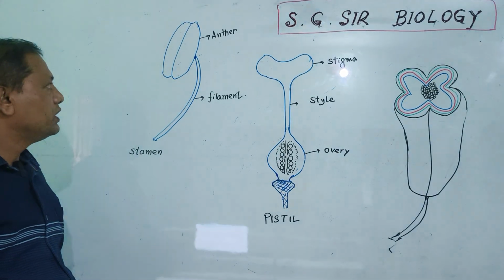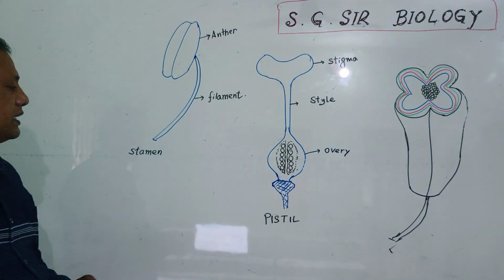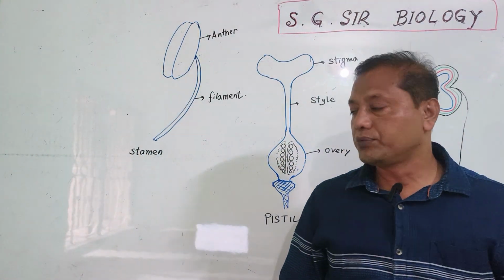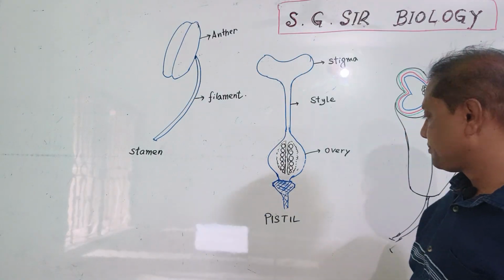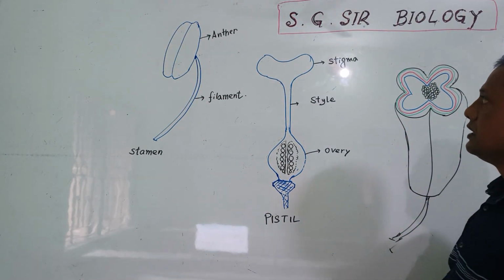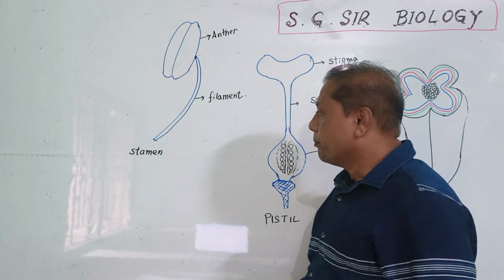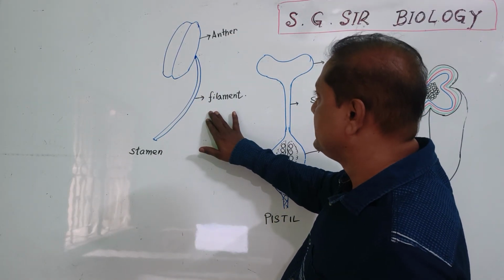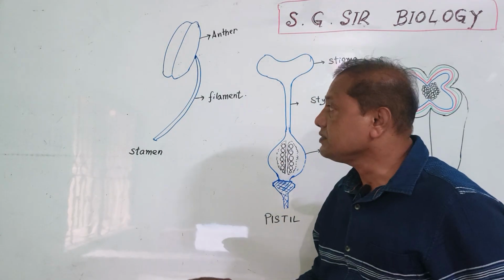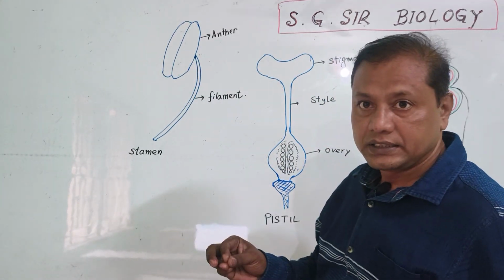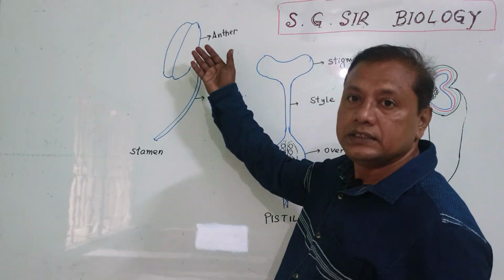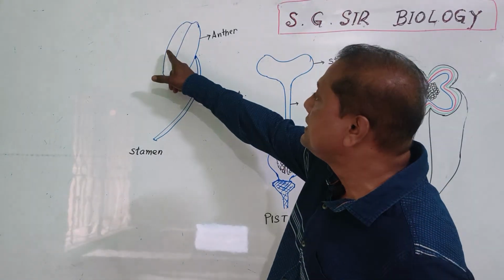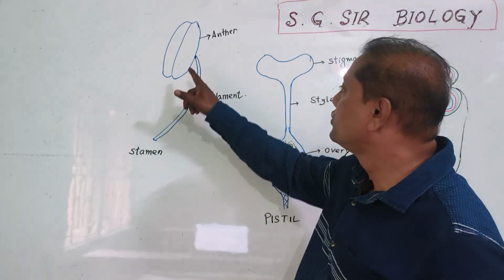If you go into the detailed structure of the male and female parts of the flowering plant, then first of all you have to know the stamen and pistil in detail. The male part is called the stamen, which contains an anther and a filament. The anther contains pollen grains. It is a bilobed structure, and two thecae are present.